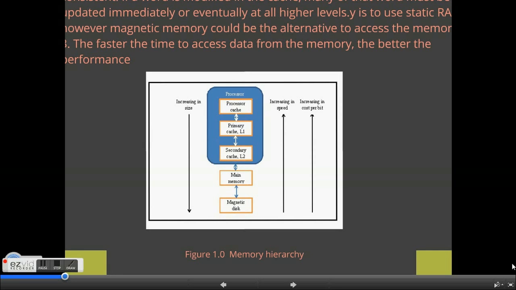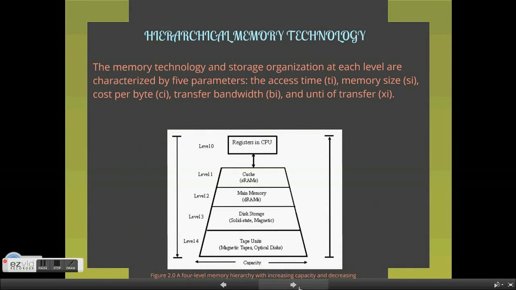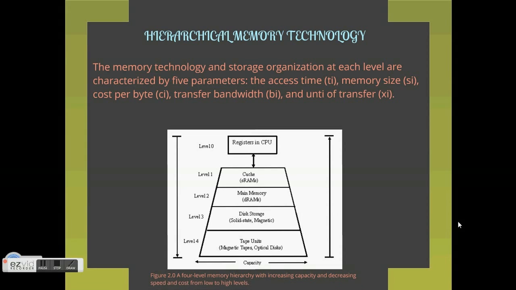So let's come to the next topic, that is hierarchical memory technology. Storage devices such as registers, pages, main memory, disk devices, and tape units are often organized as a hierarchy as depicted in Figure 2.0. The memory technology and storage organization at each level are characterized by five parameters: the access time, memory size, cost per byte, transfer bandwidth, and unit of transfer.